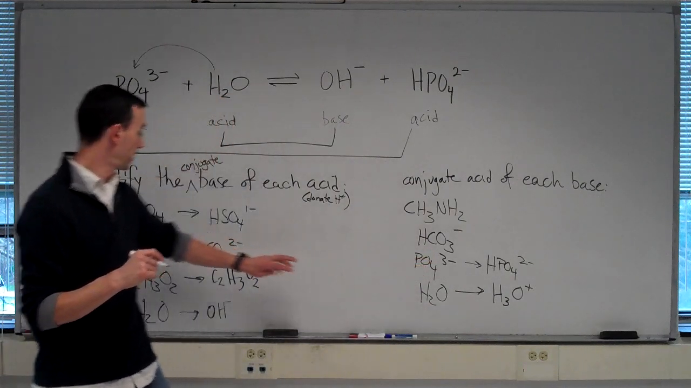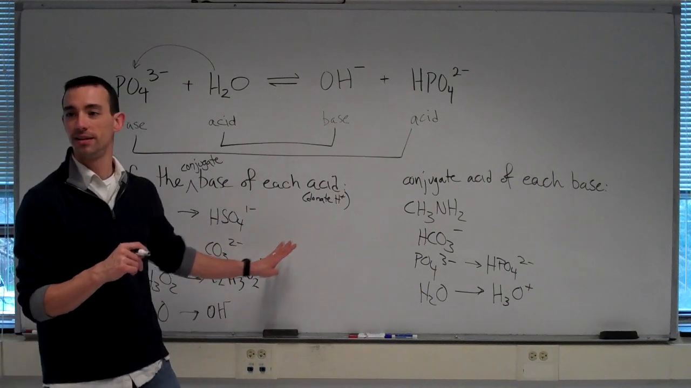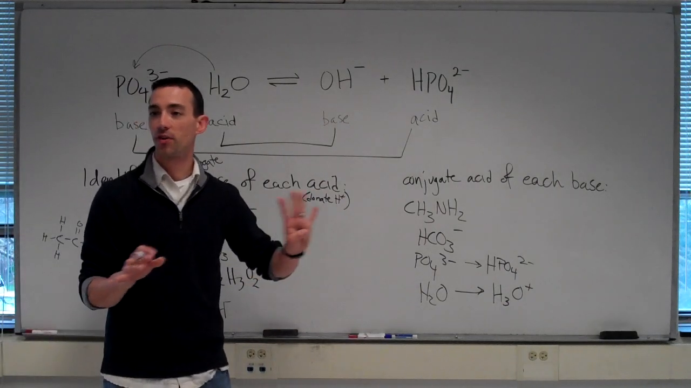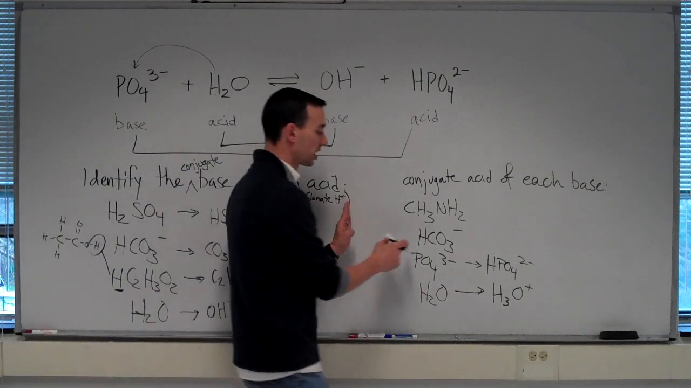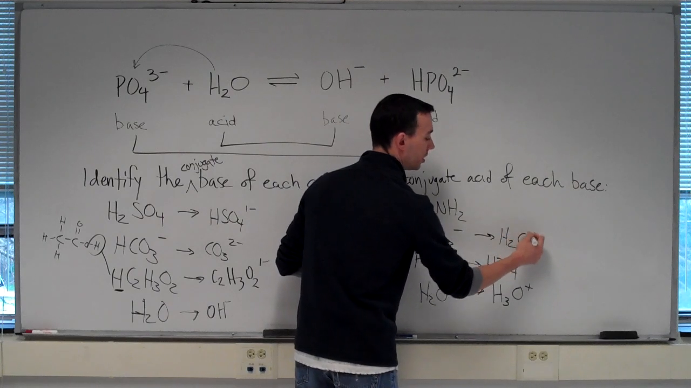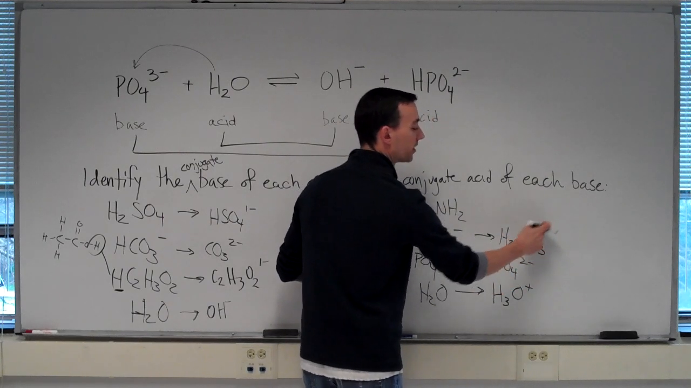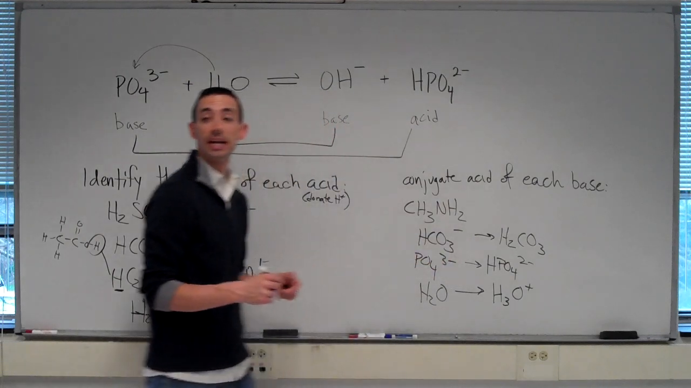HCO3 minus, we had it over here acting like an acid, but it's a middleman, so to speak. It can go either way as an acid or a base. So when it acts like a base, it's going to gain another hydrogen. So that would be H2CO3, and it's now neutral because the positive coming with the proton cancels that negative there.